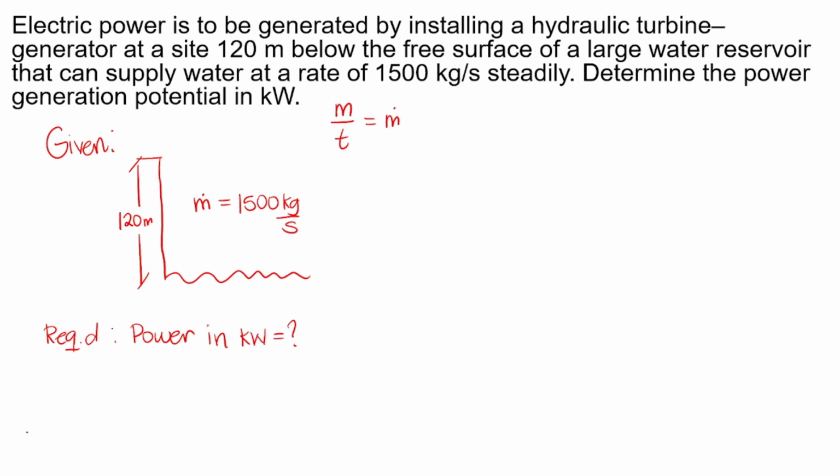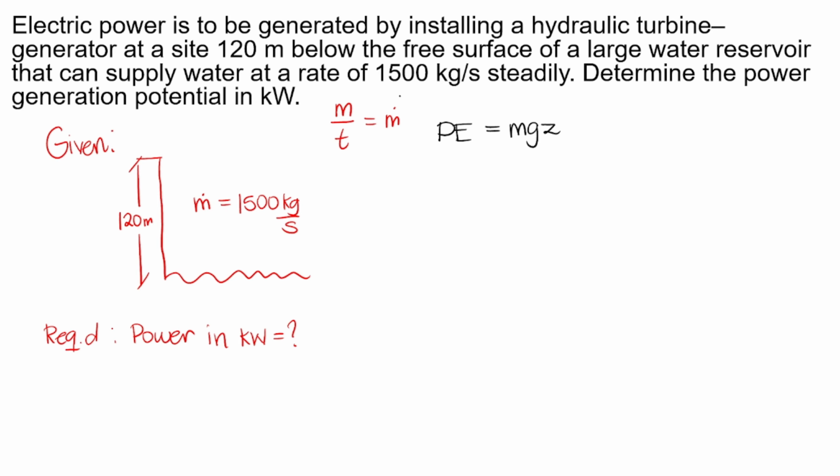Now, as you can see from this problem, we are only given two parameters, which is elevation and mass flow rate. Makikita agad natin that since there is an elevation and there is mass present, mass flow rate present, the energy involved is potential energy. And we know that the formula for potential energy ay ano? Remember that potential energy is equal to mass times gravitational acceleration times the elevation.